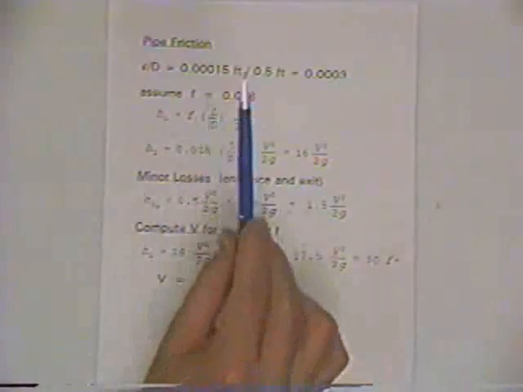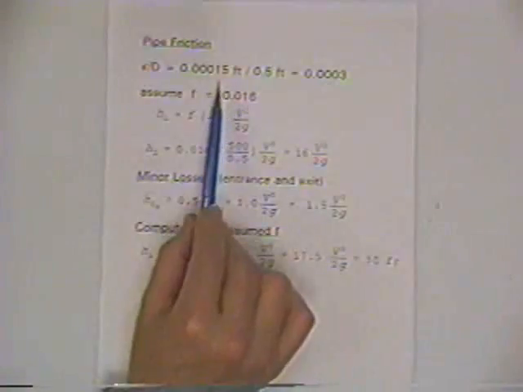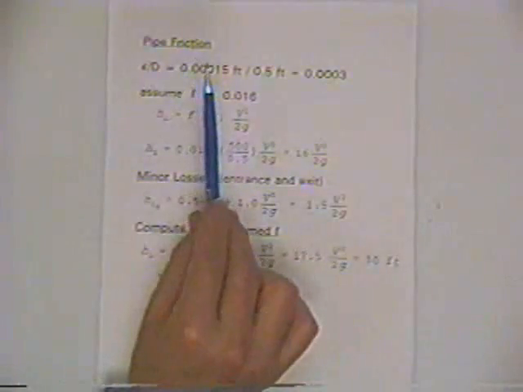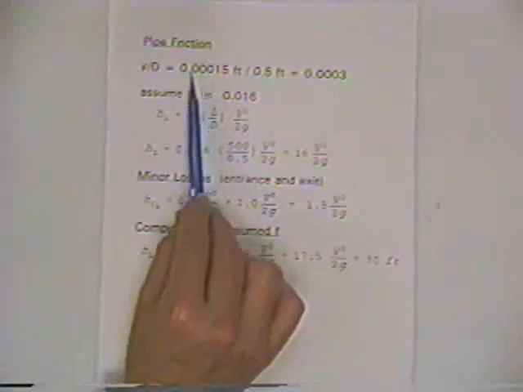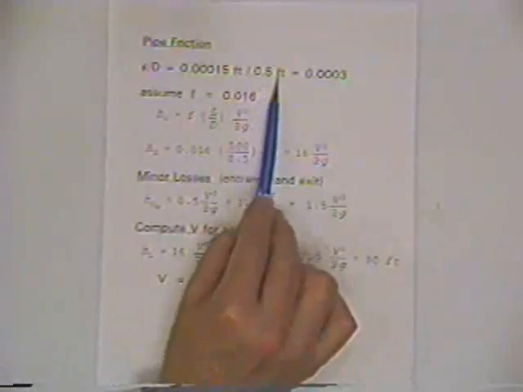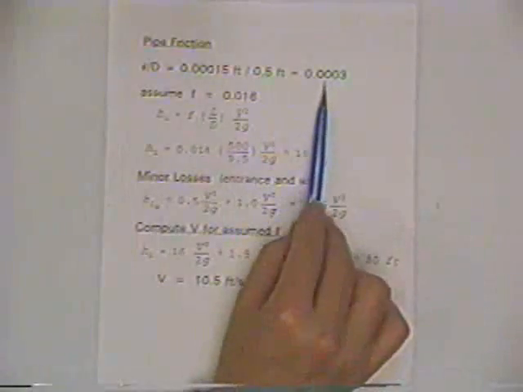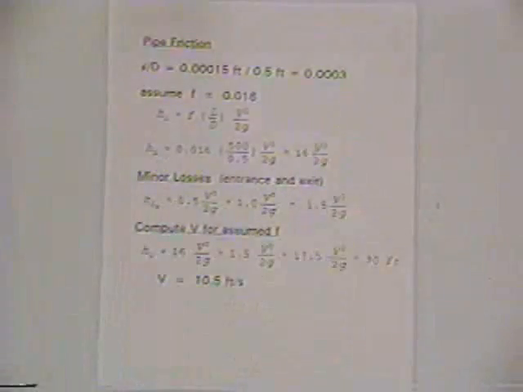And so for the relative roughness, we can go to the table associated with the Moody diagram and get an absolute roughness of 0.0015 feet. The diameter of the pipe is 0.5 feet, and so the epsilon divided by the diameter is 0.003.